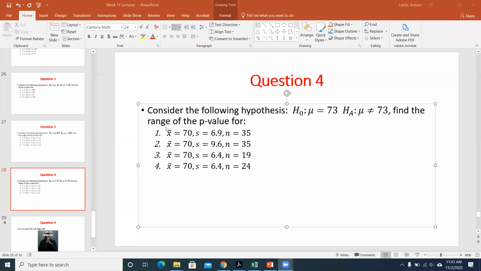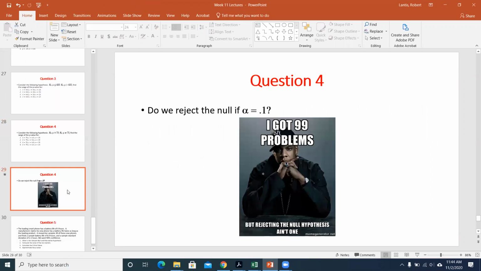So you can almost think about it as that one that I just went through. Let's say we change this one. I just described that scenario, right? Same sample standard deviation, same sample size. We just found a mean on the different side of that assumed true value. And then I pulled this meme because I always thought this was a great meme, right? Can we reject at the alpha of 0.1? We did in all those problems. So I got 99 problems, but rejecting the null hypothesis ain't one. All right, this is a great stats meme.